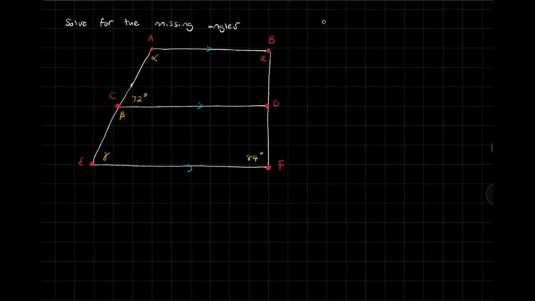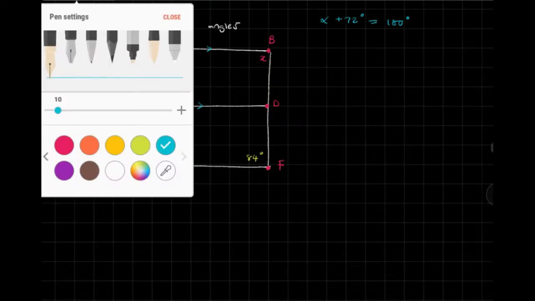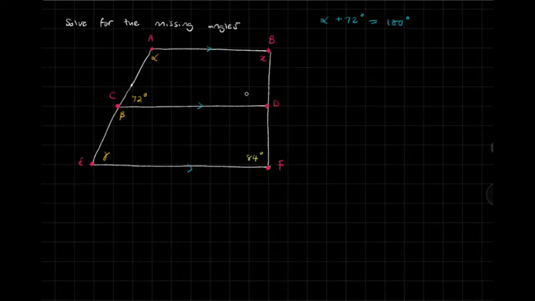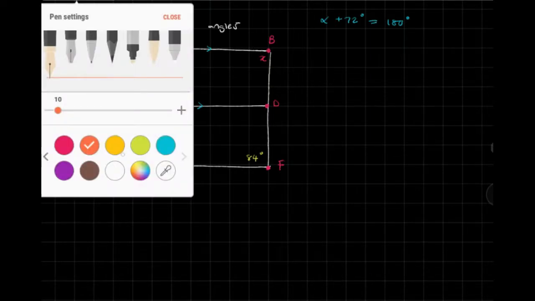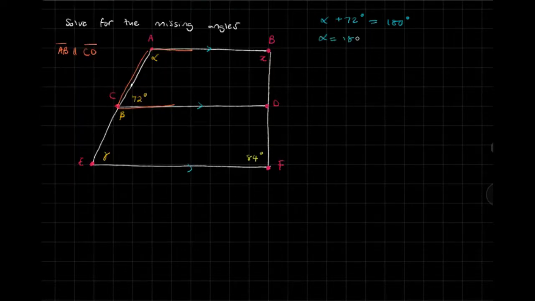So starting with alpha, we know that alpha plus 72 degrees is equal to 180 degrees. And the reason we know this is because we have a set of parallel lines from AB and CD, right? Because line segment AB is parallel to line segment CD. As a result, we can create this co-interior pattern. Okay, so these are examples of co-interior angles, right? So then we can say that alpha is equal to 180 degrees minus 72 degrees, which is 108 degrees.